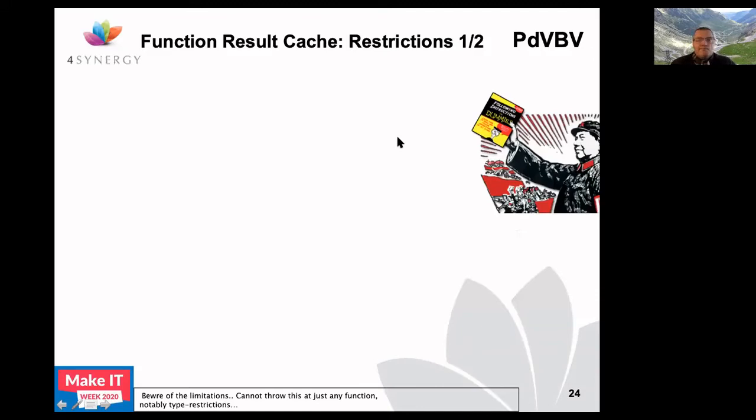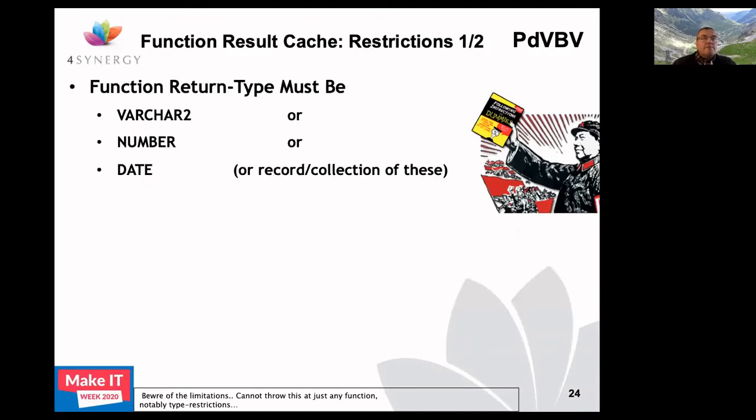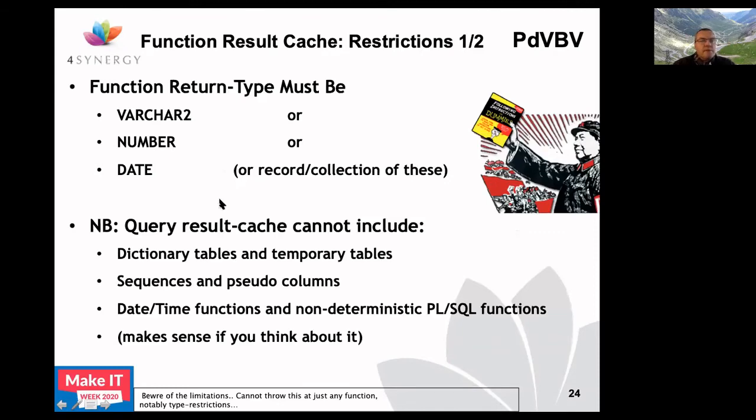So there are a few restrictions to it. So here's the book, read the manual. It has to be a simple function. It has to be a function returning a string, a number, or a date, possibly a collection of those atomic values. Has to be simple values. The result cache cannot include the data dictionary, cannot include temporary tables. That makes sense because temporary tables are session bound. A temporary table is part of your session, not of the database, if you think about it. Cannot contain sequences, cannot contain pseudo-columns. And anything including date, time, and non-deterministic functions won't work. Also makes sense if you think about it. The result has to be predictable based on the function and the arguments going in.